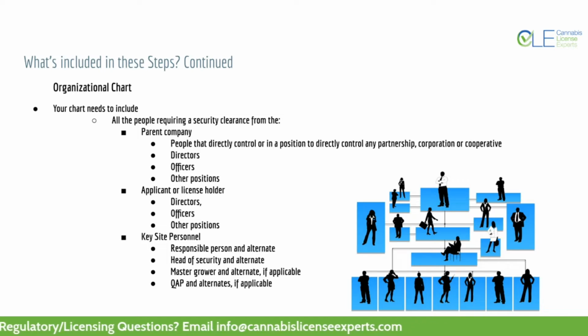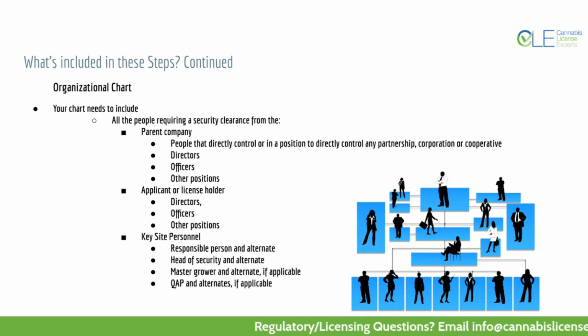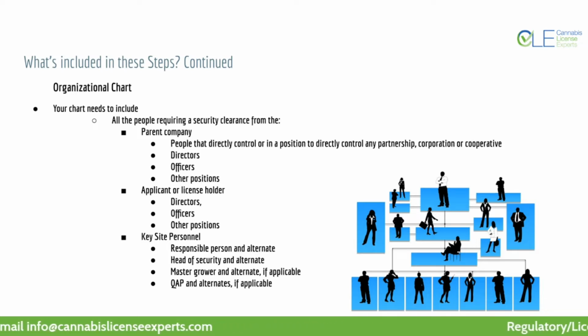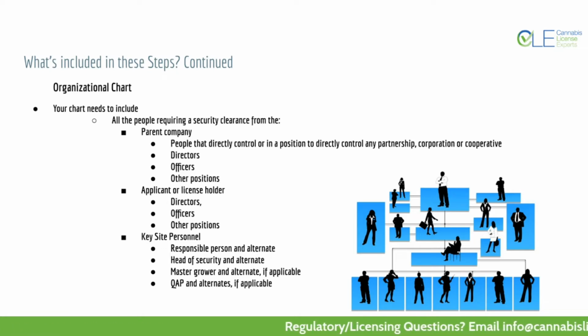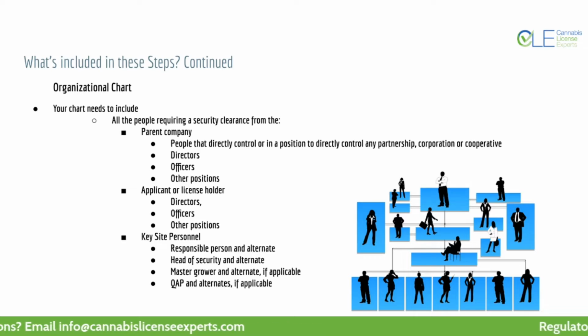Okay, next we're moving into the organizational chart, which will look similar to what we have here on the right-hand side of your screen, although that will include names, not fancy little drawings of people. Your chart is going to need to include all the people requiring security clearance from, first off, your parent company. That is the people who directly control or are in a position to directly control any partnership, corporations, or cooperative. You need to provide a list of all directors, officers, and other management titles.